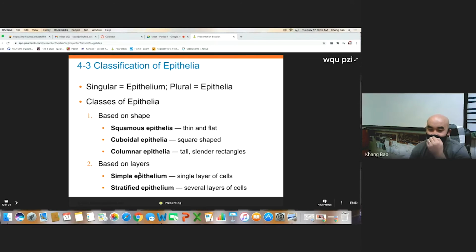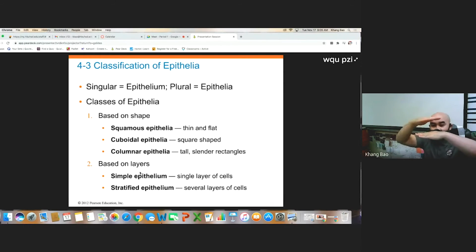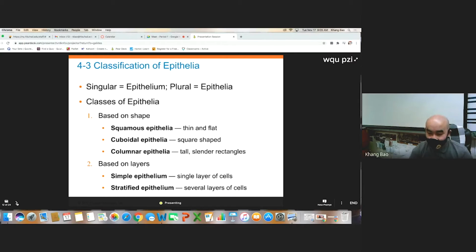And then you also classify them by layer. Are they simple? That means one layer only. Or are they stratified? That means multiple layers stacked on top of each other. Make sense? And that's how we classify epithelial cells. And of course, it's not going to be easy when you look at a real cell, but just try to remember this. Okay, let's take a look at their picture.